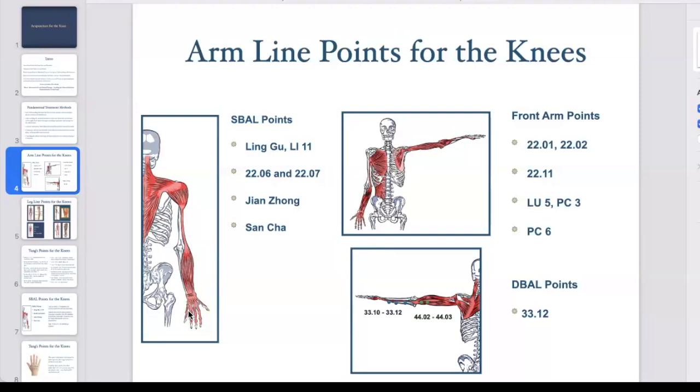These points are frequently needled as a pair, as a Daoma, and you can use these for treating the knee. These are used in the Tong system for treating knee pain. We can use Zhenjiang in the center of this shoulder as well as Sancha.